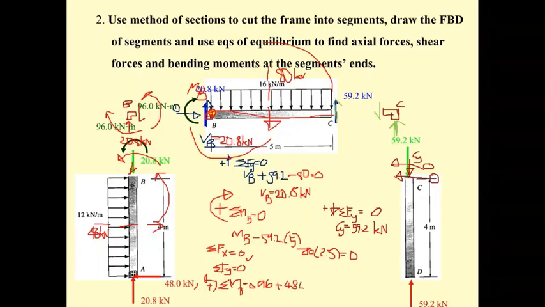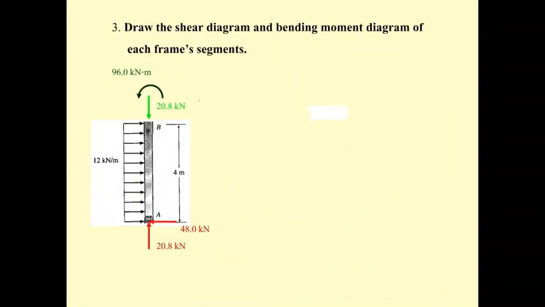And then you have this 48, which is going to be rotated in this way, so it's minus. This is another 48, and then it's times 4. And you may see this is going to be equal to 0. So this equation is also correct. So everything is in equilibrium. If everything is in equilibrium, now we draw the shear diagram and moment diagram.